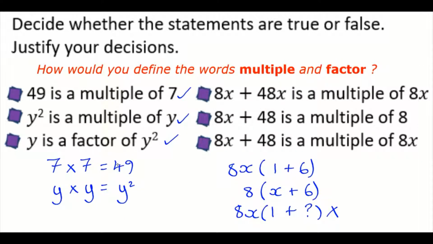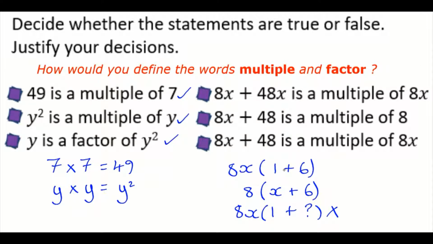49 is a multiple of 7 because 49 has 7 as a factor. 7 times 7 is 49, means 49 is a multiple of 7. y squared is a multiple of y, and y is a factor of y squared. Those are both justified by that expression, y times y is y squared. Similarly, 8x plus 48x is a multiple of 8x. If we take 8x out as a factor, 8x times 1 is 8x, 8x times 6 is 48x, so 8x is a factor.